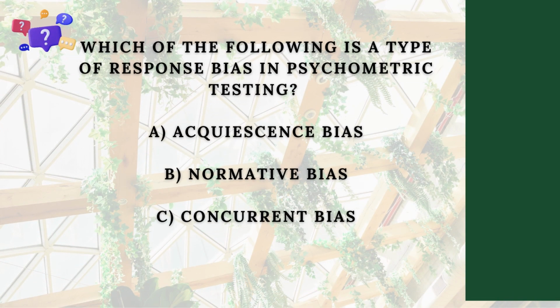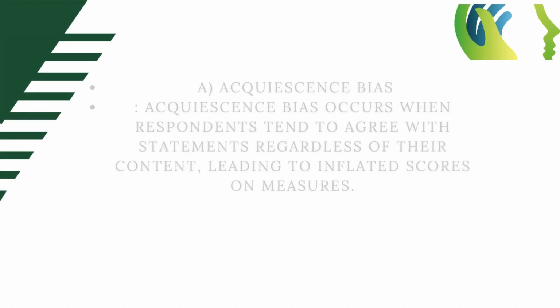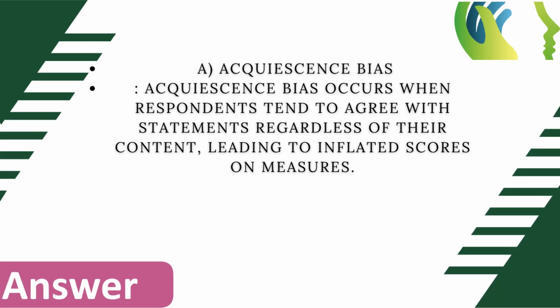Which of the following is a type of response bias in psychometric testing? A. Acquiescence bias. B. Normative bias. C. Concurrent bias. A. Acquiescence bias. Acquiescence bias occurs when respondents tend to agree with statements regardless of their content, leading to inflated scores on measures.